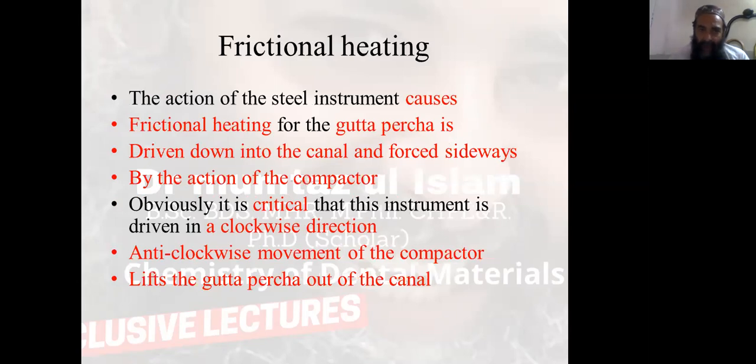The action of the steel instrument causes frictional heating of the gutta percha, which is driven down into the canal and forced sideways by the action of the compactor. Obviously, it is critical that this instrument is driven in a clockwise direction. Anti-clockwise movement of the compactor lifts the gutta percha out of the canal.